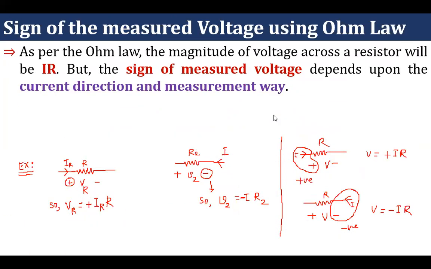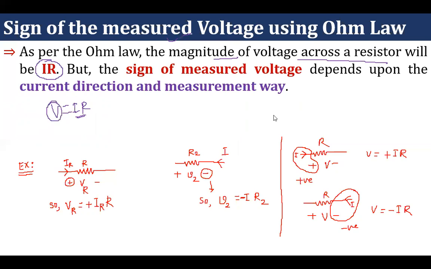Okay, after understanding this, let's see the second concept, sign of measured voltage using Ohm's law. We have already seen this concept in the Ohm's law lecture. Again, we are revising the same. As per Ohm's law, magnitude of voltage across a resistor will be equal to current multiplied with resistance. V will be equal to IR. This is the magnitude of the voltage. Okay, what will be the sign of this measured voltage?